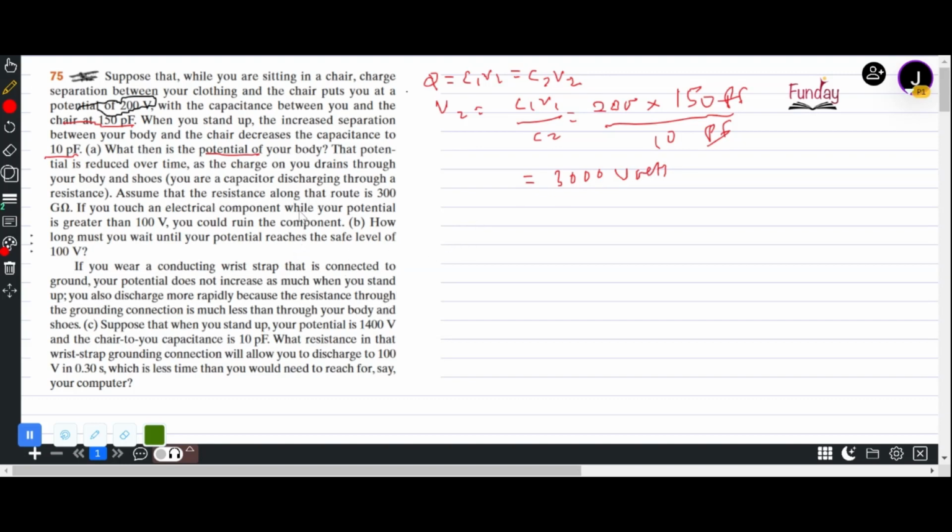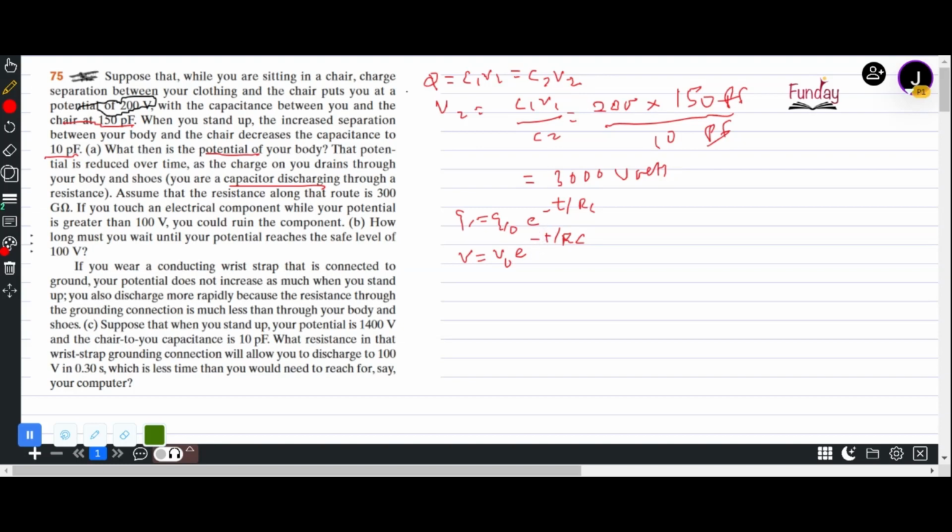Now that's a very huge voltage. Presuming that you touch something which is 100 volt capacity, then there could be potential damage to the equipment. So next is resistance. That route is 300 gigaohms. If you touch an electrical component while your potential is greater than 100 volts, you could ruin the component. So how long must you wait until your potential reaches the safe level of 100 volt?